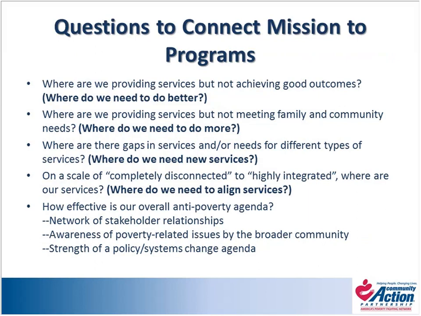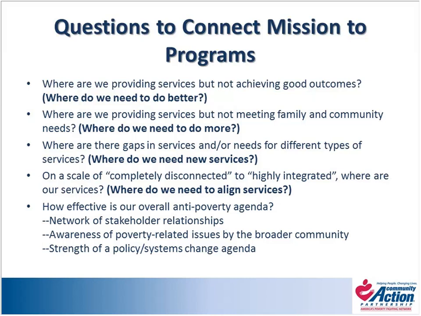These are just some additional questions that you might want to ask after that process to focus more in on your programs themselves. So for example, where are you providing services but not achieving outcomes? In other words, where might you need to do better? Where are you providing services but not meeting family and community needs? So, even if you're having good outcomes, you might be only providing them for 10% of the population that needs them. Where are the gaps in services or needs for different types of services? So where are those populations that are falling through the cracks? Where are those places where you could provide more support?